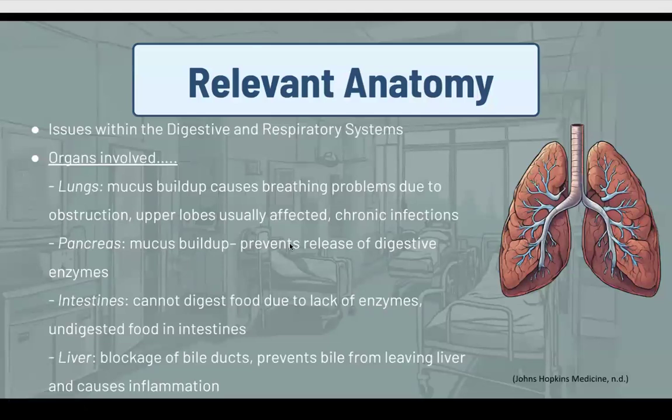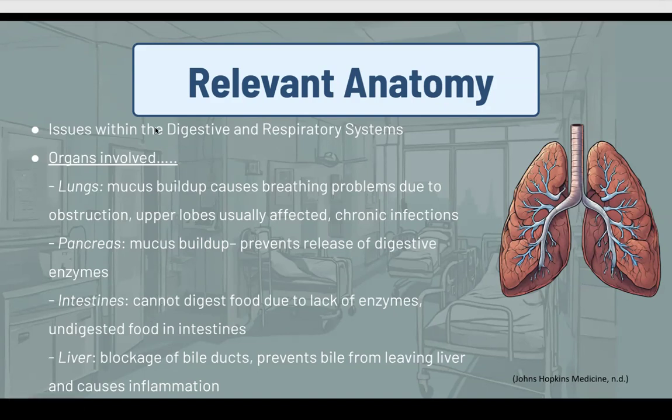The pancreas, again, mucus buildup in this area as well. It prevents the release of digestive enzymes such as pancreatic juice from the pancreas, and therefore the intestines cannot digest food due to the lack of enzymes. And a lot of the time, you'll see undigested food within the intestines due to the lack of these necessary enzymes. And then also the liver has been researched and shown that it's affected by CF. The mucus can block bile ducts and it prevents bile from leaving the liver in order to aid in normal digestion, and it also causes some inflammation with that as well.